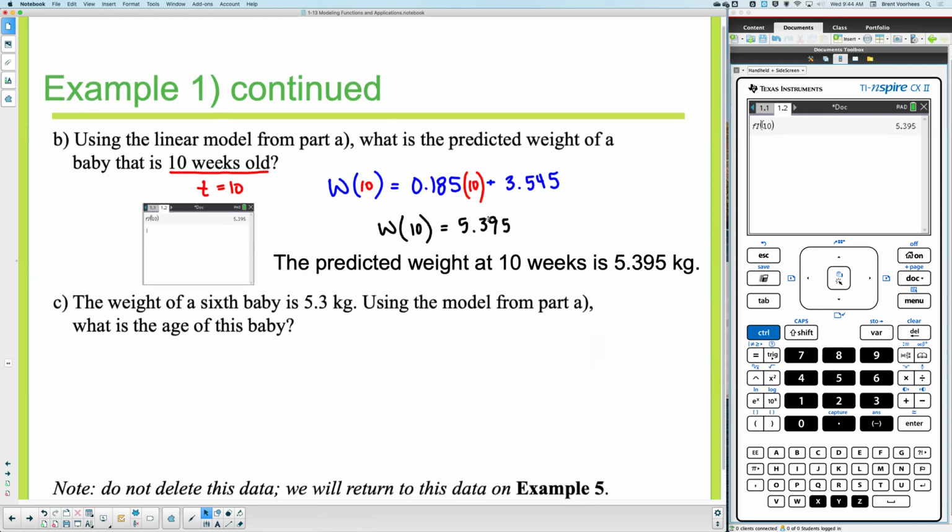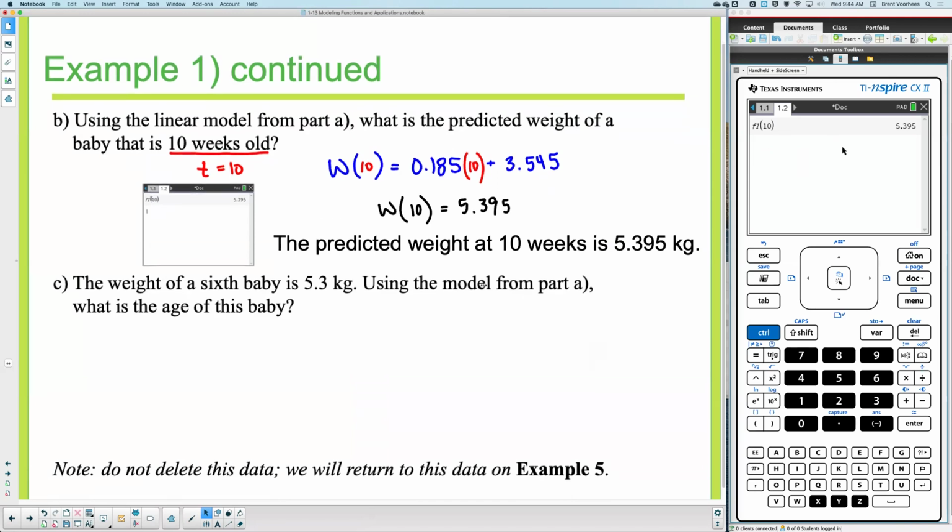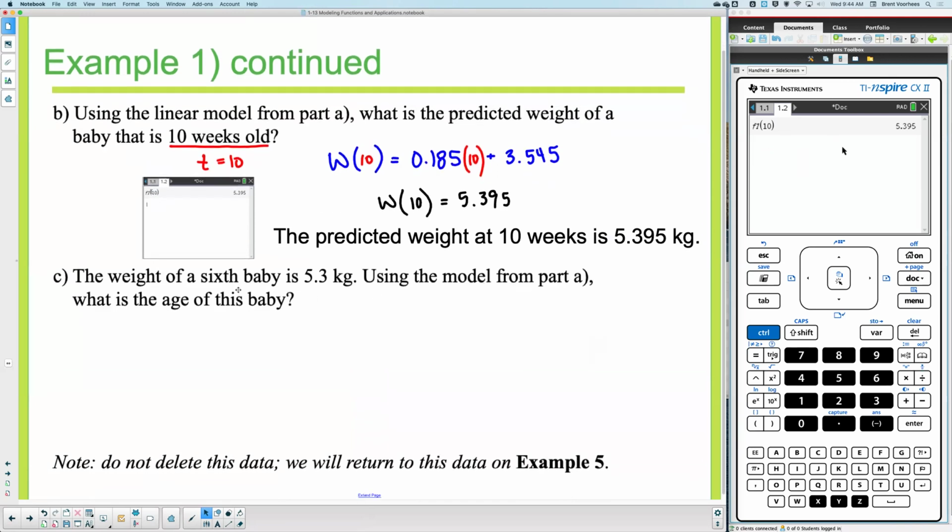Okay, so again, why I suggest using your calculator on that is because you'll never make a typing error. Even if you wrote it down wrong the first time, the second time you should get the right answer if you use that window. Okay, now next. It says the weight of a sixth baby is 5.3 kilograms. Using the model from part A, what is the age of this baby?